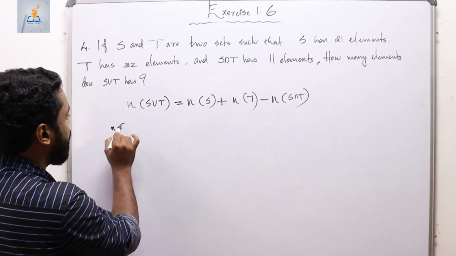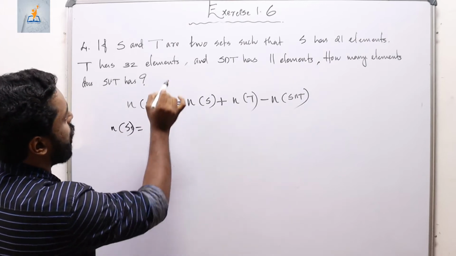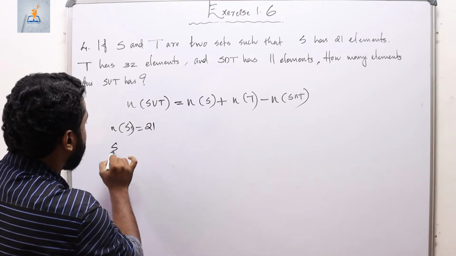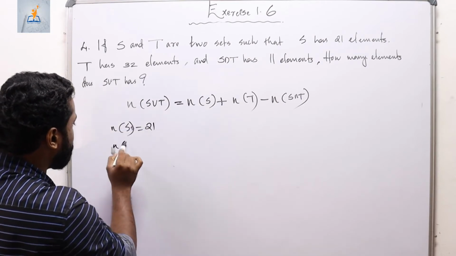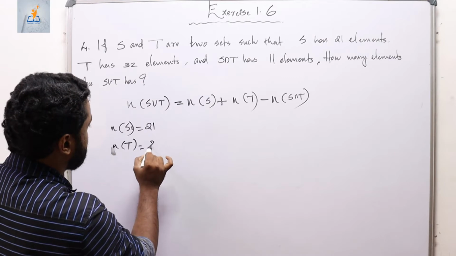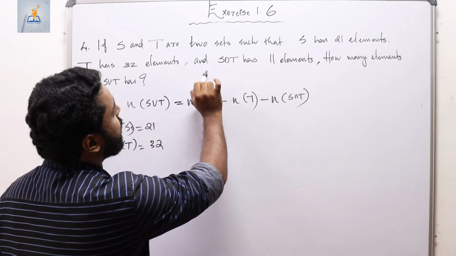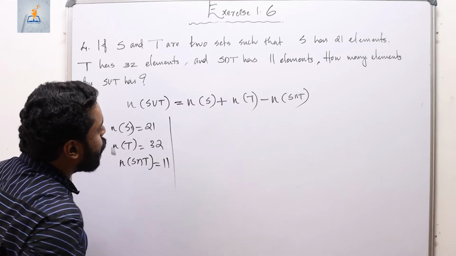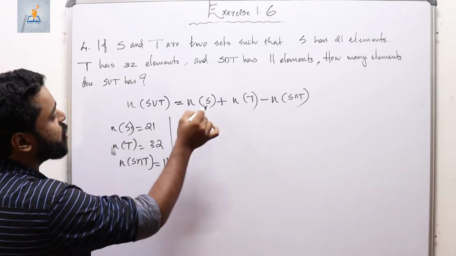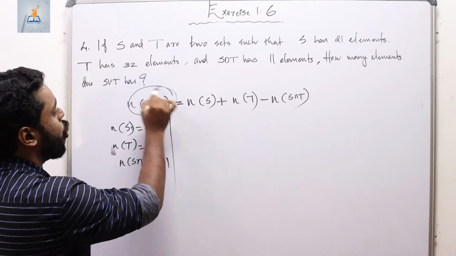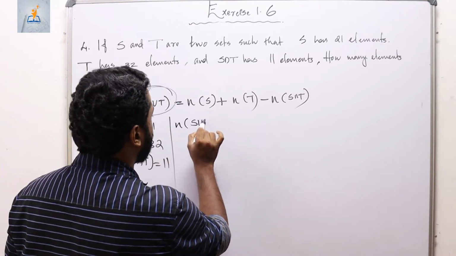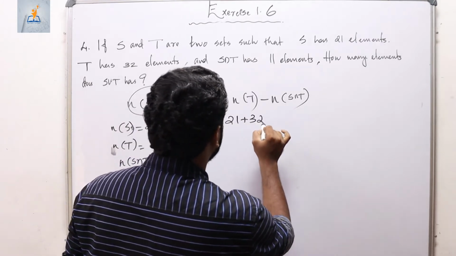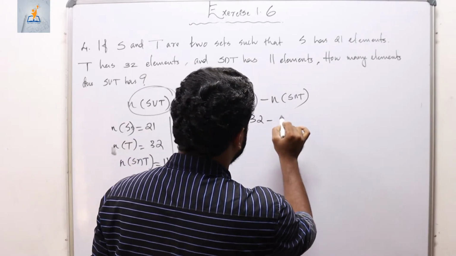Now given that n of S, the number of elements in S, is equal to 21, n of T is equal to 32, and also given that n of S intersection T is equal to 11. Now it is required to substitute all these quantities into this equation to get n of S union T. n of S union T is equal to 21 plus 32 minus n of S intersection T, which is 11.